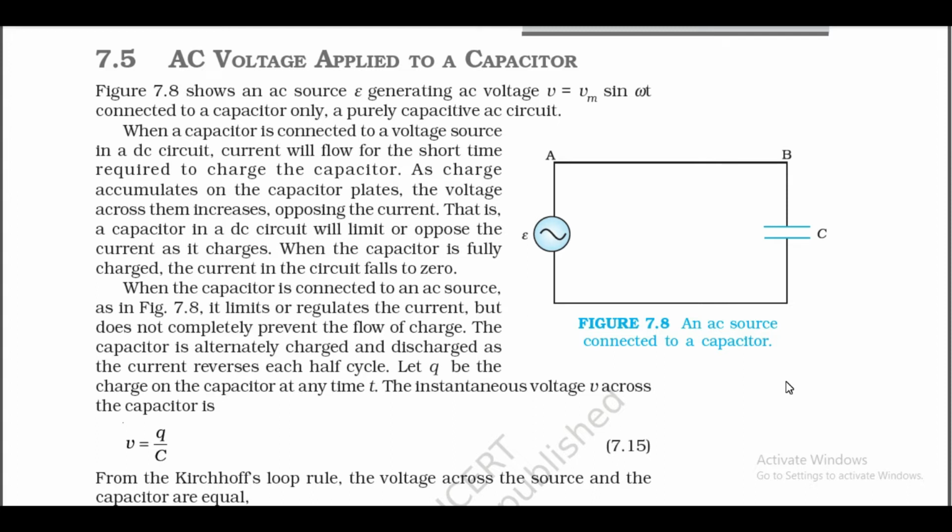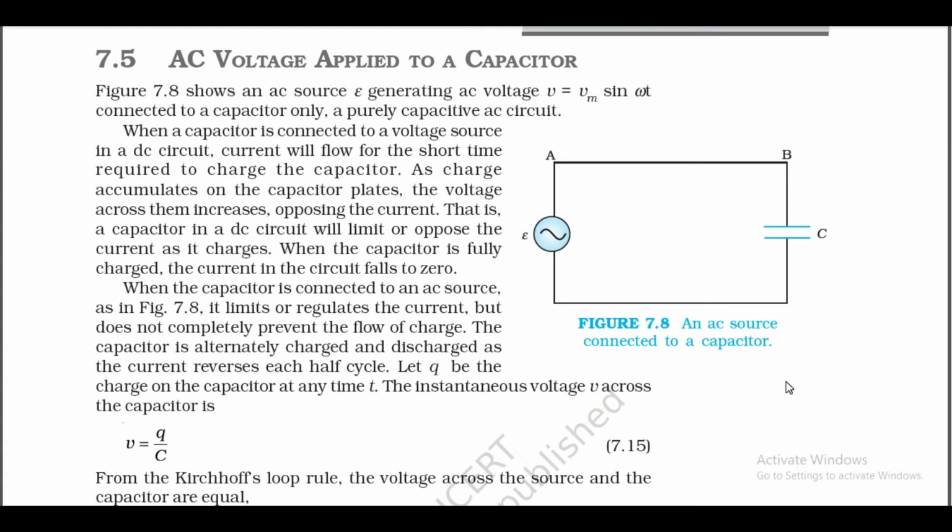As charge accumulates on the capacitor plates, the voltage across them increases, opposing the current. That is, a capacitor in a DC circuit will limit or oppose the current as it charges. When the capacitor is fully charged, the current in the circuit falls to 0. When the capacitor is connected to an AC source, as in figure 7.8, it limits or regulates the current, but does not completely prevent the flow of charge. The capacitor is alternately charged and discharged.